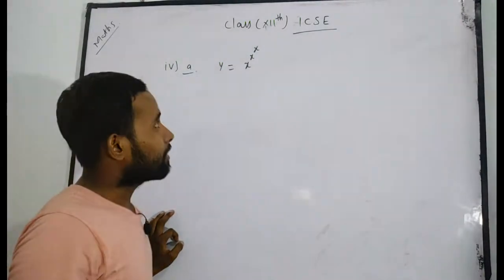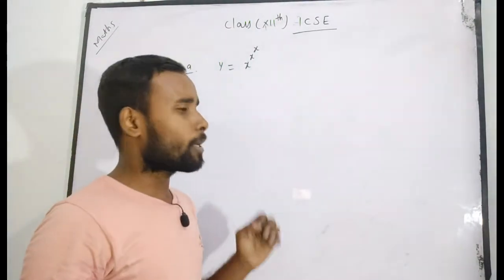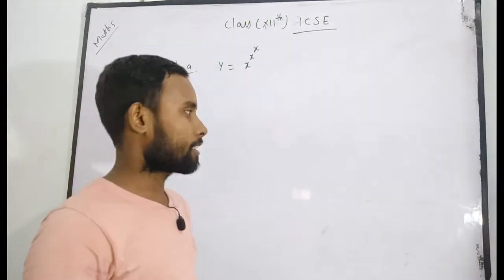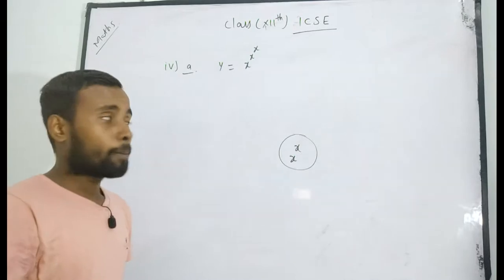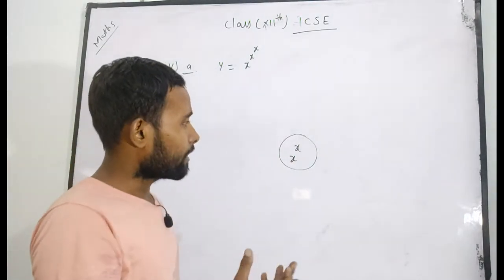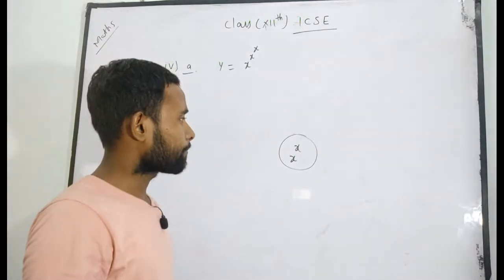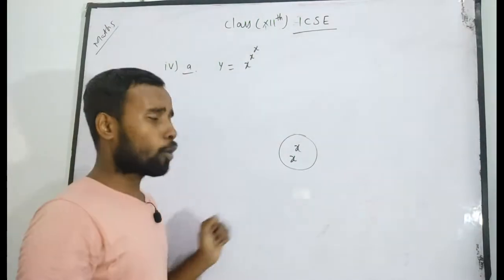But you will definitely think, sir, if we consider it in the normal way, that means in the earlier class there was a problem of x to the power x. But this is x to the power x to the power x. Now, definitely you will fall in trouble. How can we proceed to solve this problem?